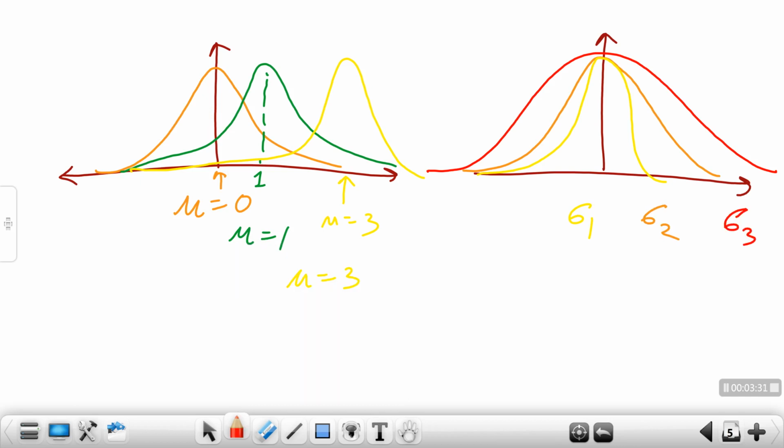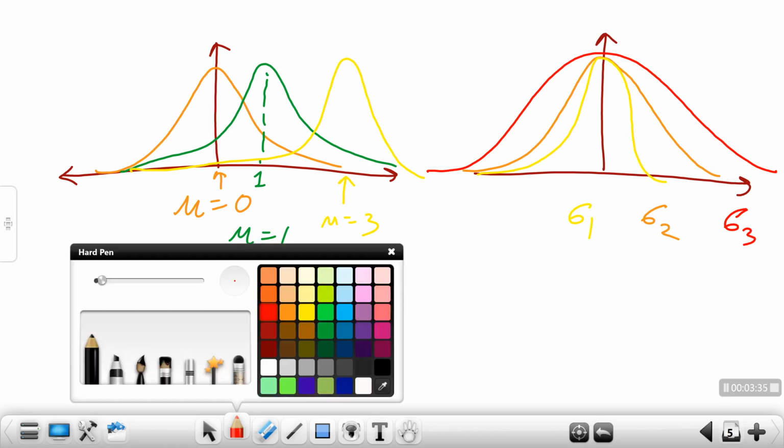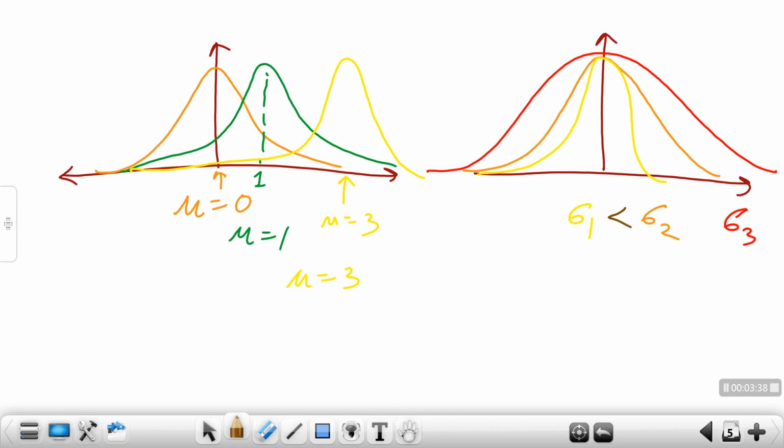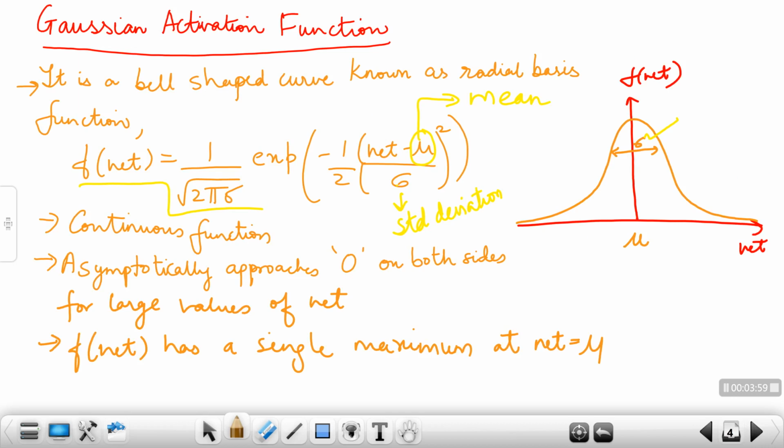So sigma 1 is less than sigma 2 is less than sigma 3. If the standard deviation is more, it means that the deviation is more. This particular value is more. So this is your sigma 3. So the standard deviation is more, that it will be a broader shape Gaussian curve, bell curve. Is that clear?